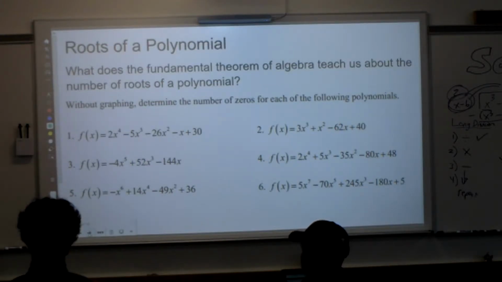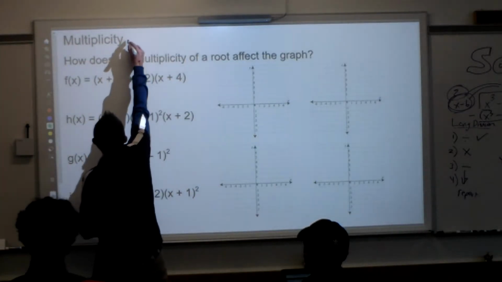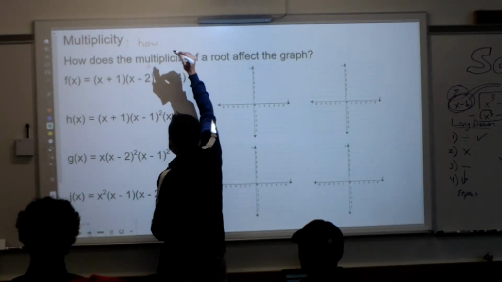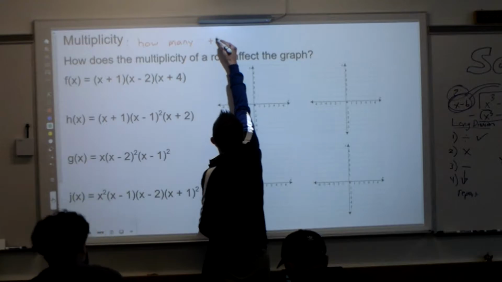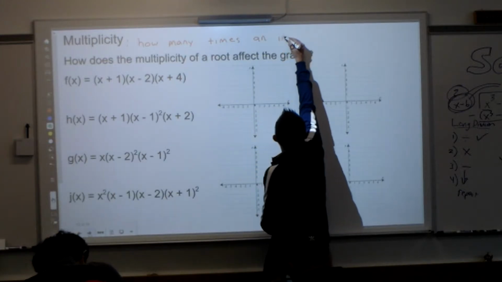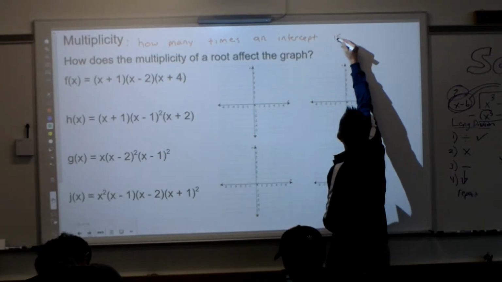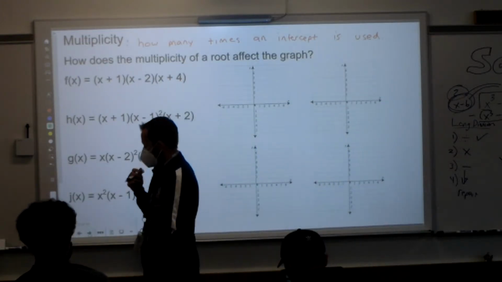Okay, now let's talk more about those x-intercepts. We're going to learn about something called multiplicity. Now, I want you to add this up there. So multiplicity, let's define it. This is how many times an intercept is used. It might not make sense right now, but after we get through this, you'll be like, oh, that makes sense.